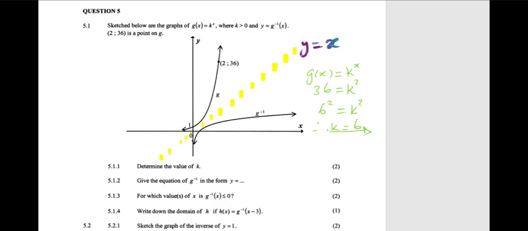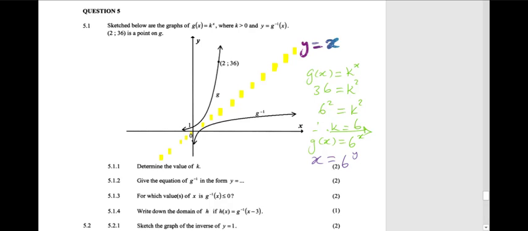Now, the next question is: give the equation of the inverse. Remember, the equation for g at x will be given by 6 to power x. Now for the inverse, when we get the reflection along this line, y becomes x and x becomes y. So even the points change as well: 36 becomes the y value and 2 becomes the x value.